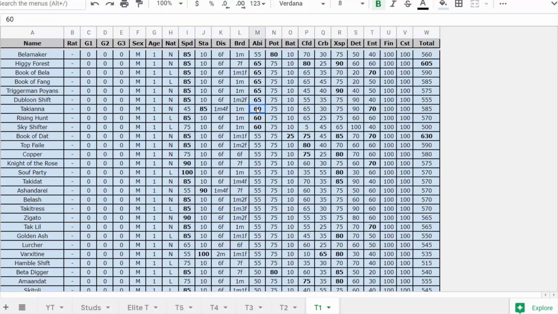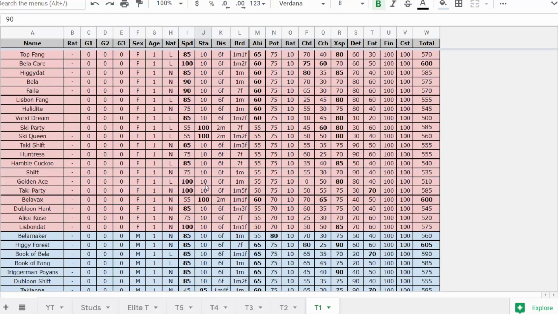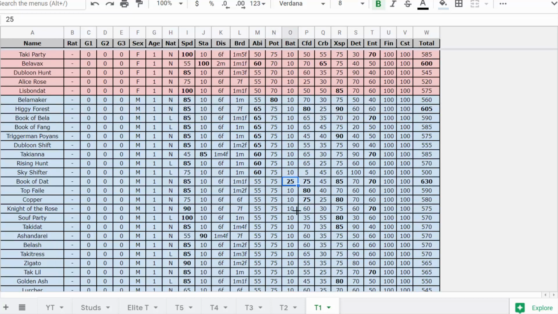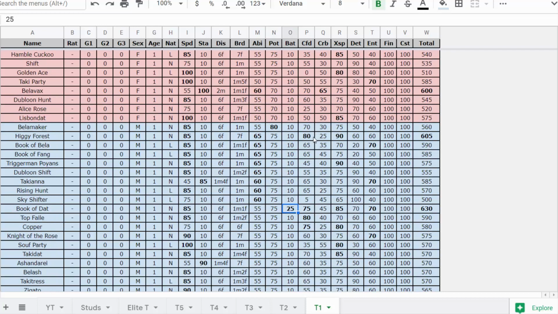The bolded ones are the ones that I like. So they hit certain metrics. So 85 speed or above, anything pretty much above 10 in terms of stamina, just because they're unusual, so I want to keep an eye on them. 60% ability, 80% potential. Again, anything really above 10% battling qualities. We've got 75 or above confidence, 60 or above cruising burst, 80 or above extra speed, and 70 or above enthusiasm. Those are what I look for.